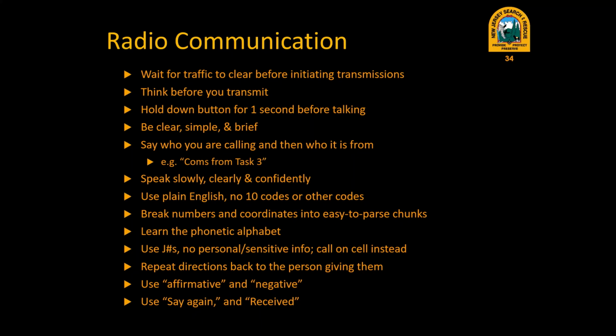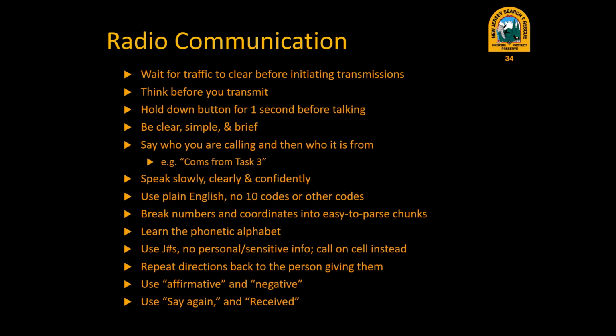We only use plain English. We do not use 10 codes like 10.4, 10.10, or any other 10 codes or other codes. In order to communicate numbers such as coordinates, you want to say them in small chunks, either 2 or 3 at a time, such as 5, 6, 4, 3, 7, 3, 9. If you say them all in a row, 4, 6, 5, 3, 7, 3, 9, it's going to be much more difficult to take them down on the other side.